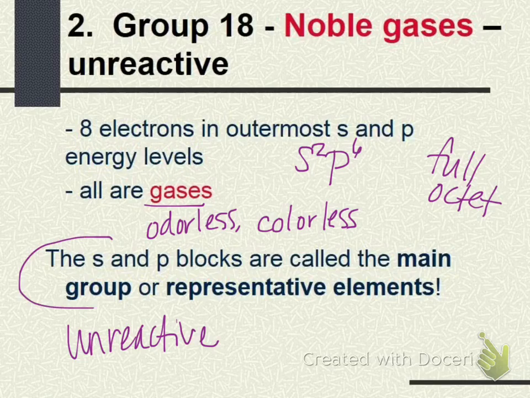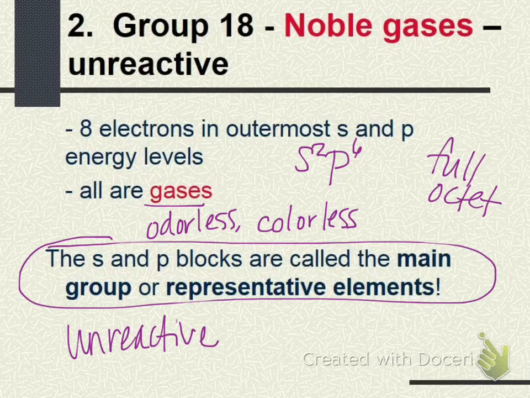When we talk about the s and p blocks together, we call them the main group or representative elements. The reason they're called that is, honestly, they're the things that participate in the most reactions that we deal with, okay? After that would come the transition metals, because we do some reactions with those, but a lot of the transition metals are not very reactive, like gold and things like that. But the s and p blocks are your main group elements, okay?